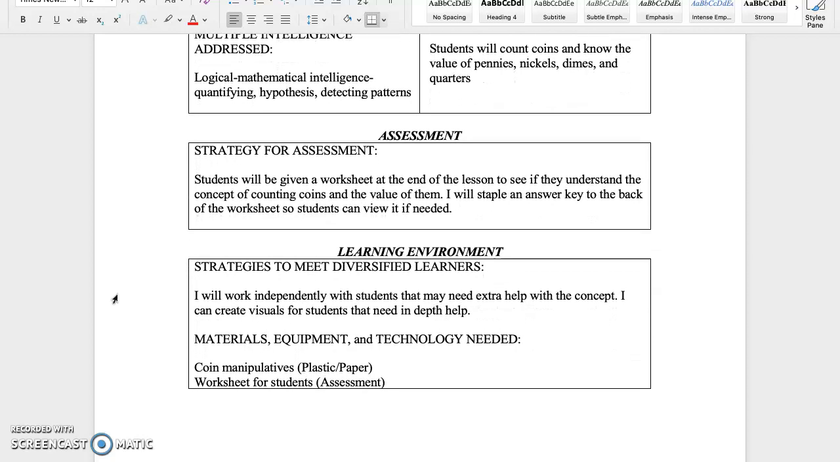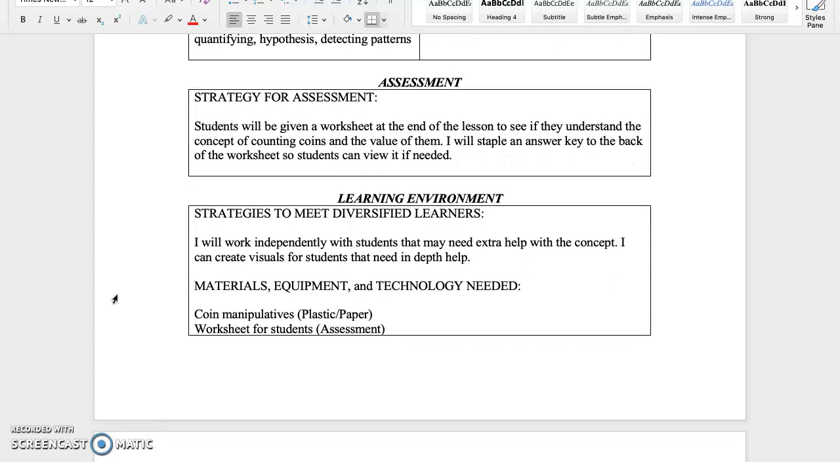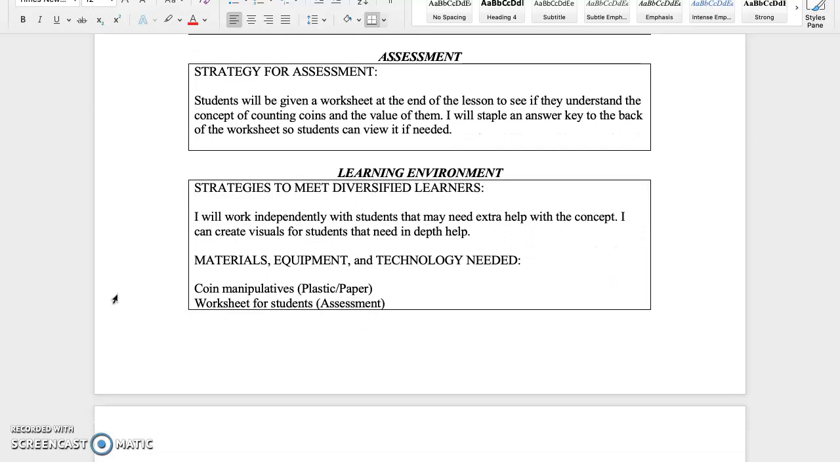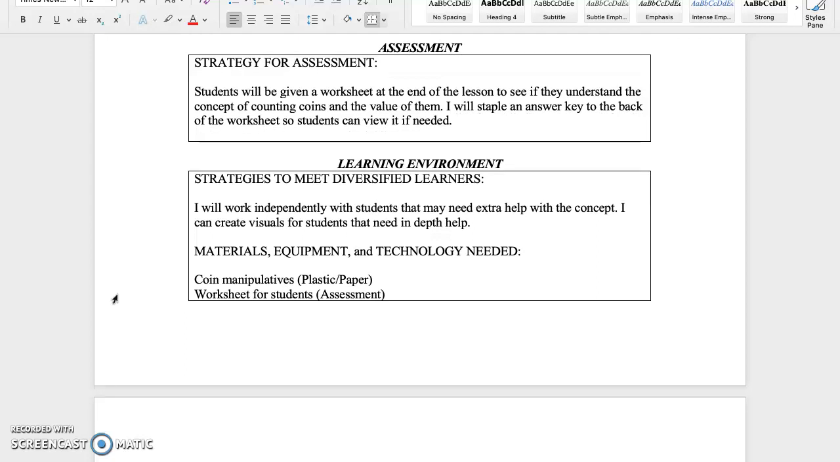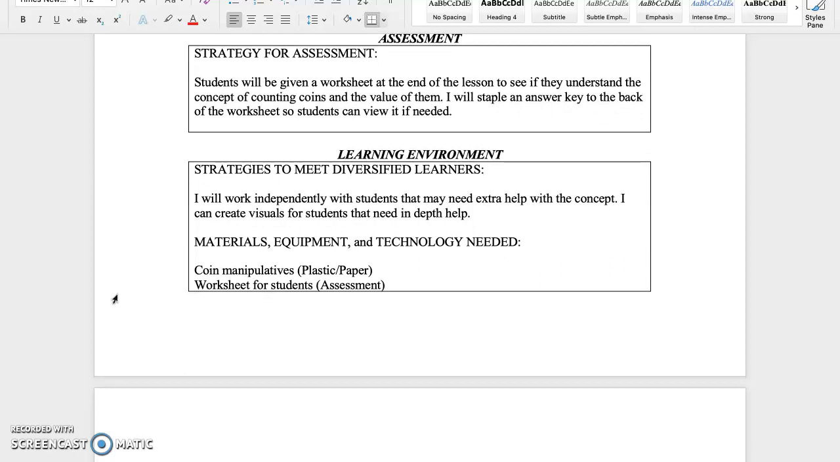And for the assessment, I would give them a short worksheet on coin value and place value, and how they learned the topic and how they can implement that into an assessment.